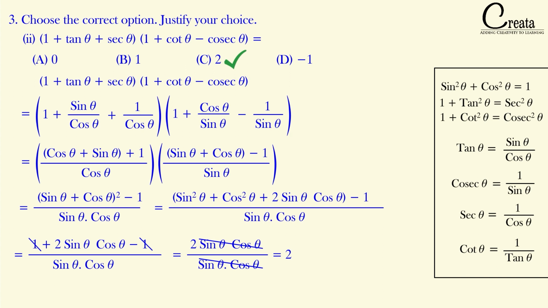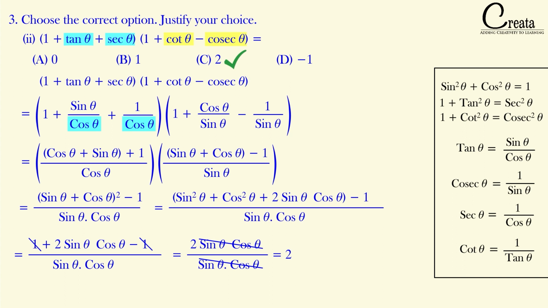So the approach that we have used: by observing the expression, we have tan and sec in the first term and cot and cosec in the second term. If we observe tan and sec in terms of sin and cos, tan is sin upon cos and sec is 1 upon cos. Both have the denominator as cos.